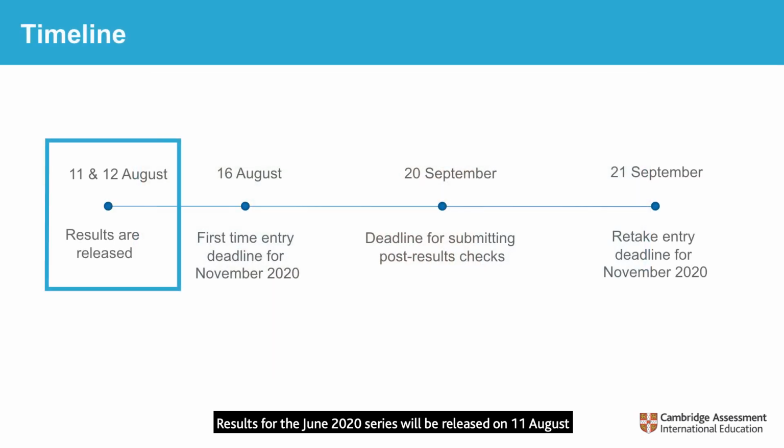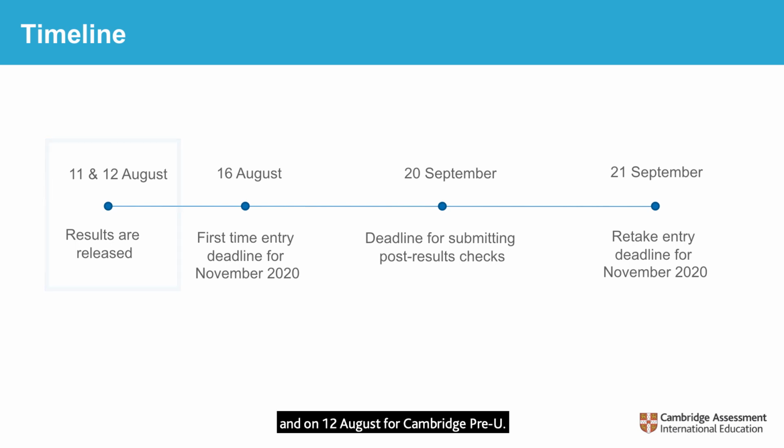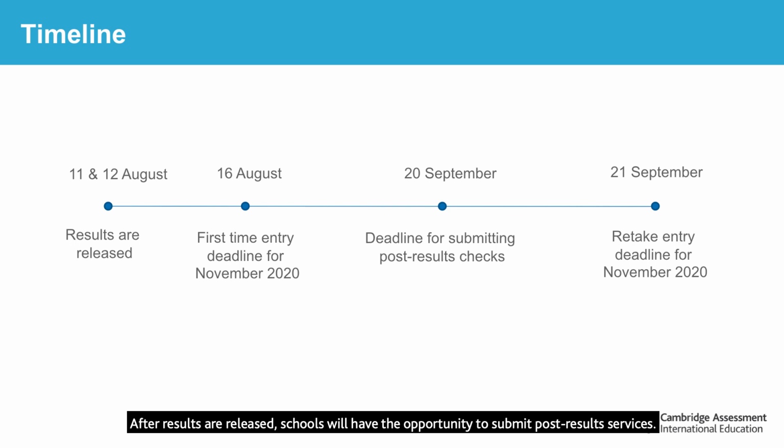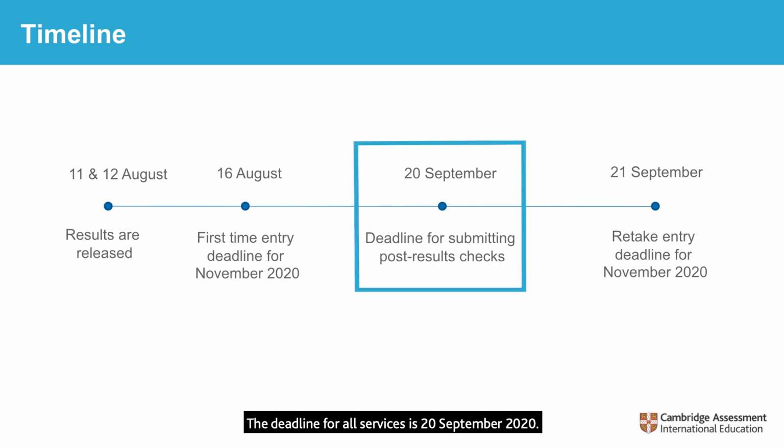Results for the June 2020 series will be released on the 11th of August for Cambridge IGCSE, O-Levels and Cambridge International AS and A-Level, and on the 12th of August for Cambridge Pre-U. After results are released, schools will have the opportunity to submit post-result services. The deadline for all services is the 20th September 2020. We will provide outcomes within the deadlines set out on our post-results checks and appeals pages of our website.